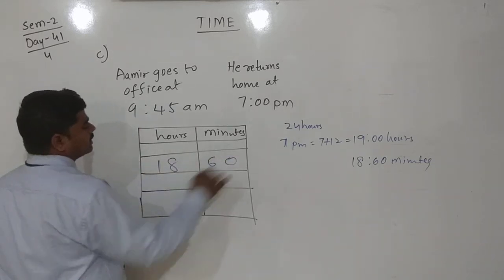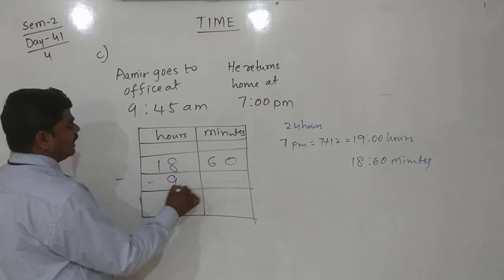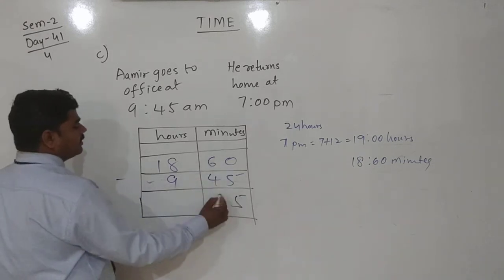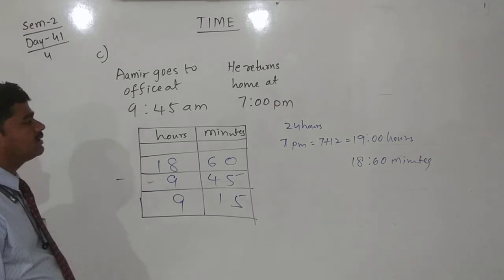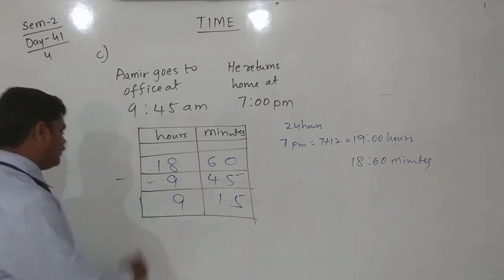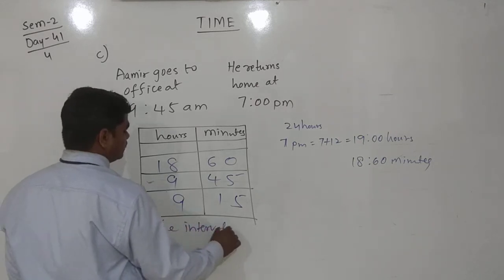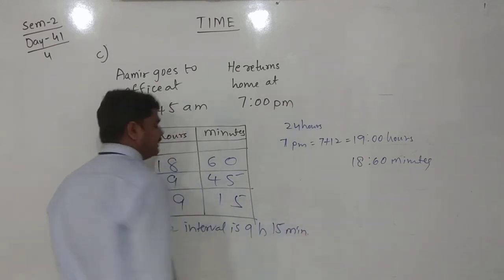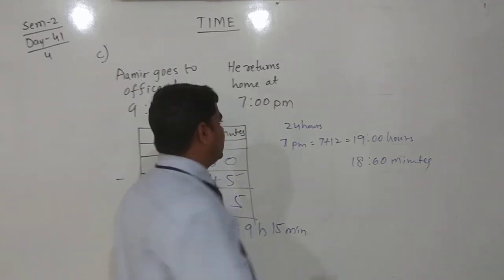18 hours 60 minutes minus 9 hours 45 minutes. Then it is 15, then it is 9. Total how many hours? What is the time interval? Therefore, the interval is 9 hours 15 minutes. Simple, no? Next one.